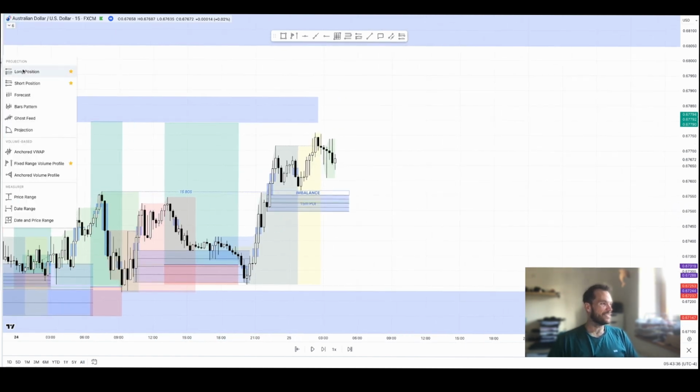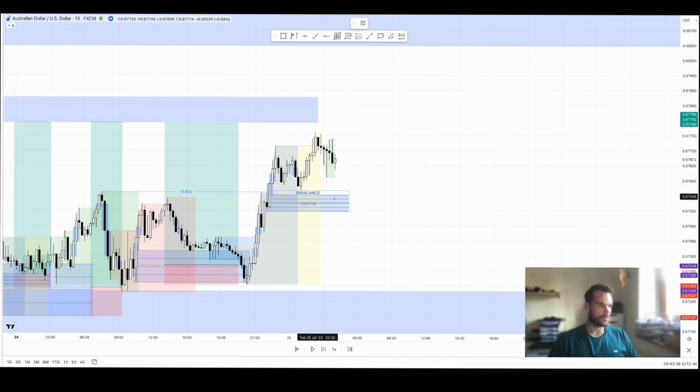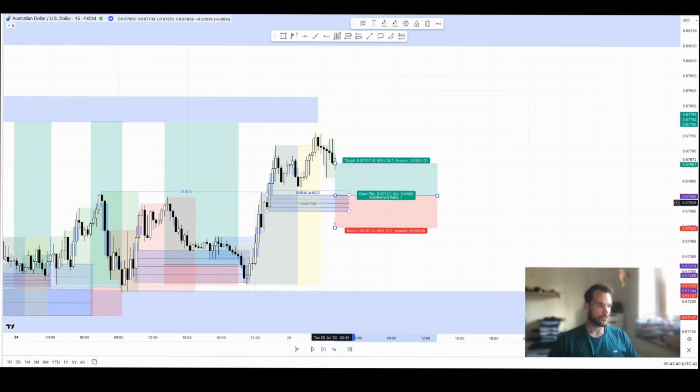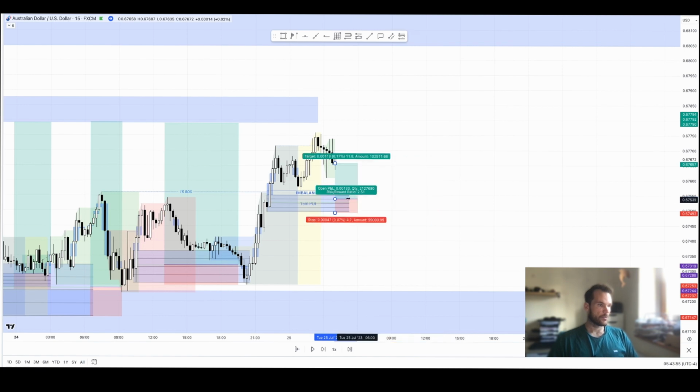Because I'm just being too aggressive with my entries. But 5.3, let's go to the 2.5. And we give ourselves that 0.5, 4.7. Yep. It's going to be pretty good risk reward, I think.